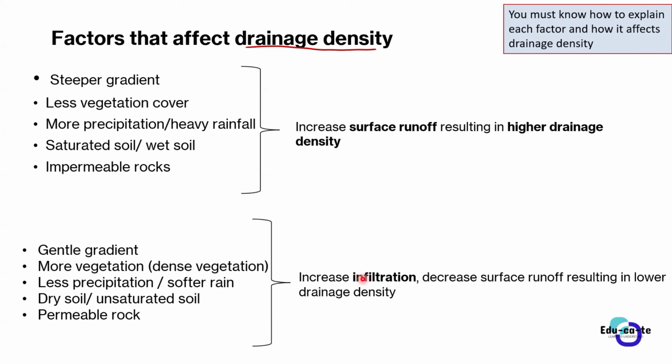There will be more water that will sink into the ground, to the soil that is dry. It will sink in, and then that will decrease the surface runoff. So it will decrease the amount of water that will run off. And this will result in lower drainage density. Same thing when it comes to permeable rocks.